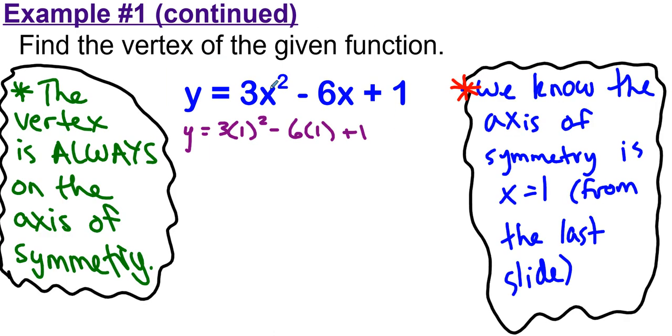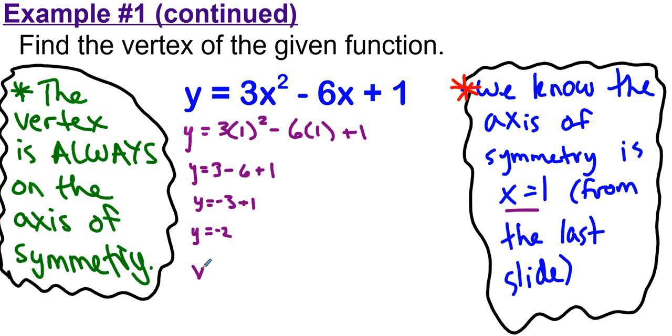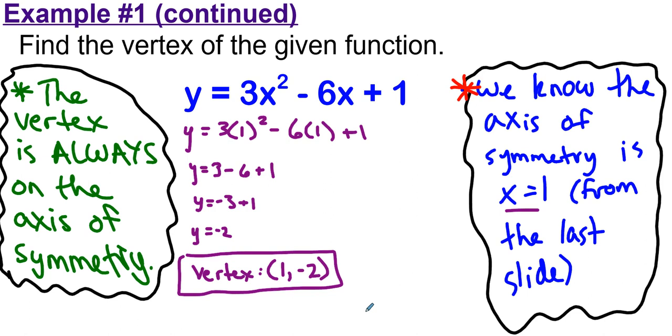So if I plug in my axis of symmetry value, which is 1, and solve for y: 3 times 1 squared is just 3. 6 times 1 is 6. 3 minus 6 is negative 3. Plus 1 is negative 2. Well, is that what I should have gotten? Yep, 1, negative 2. So the vertex is 1, negative 2. When I plug in 1 for x, I get out negative 2 for y. And there it is. There's my vertex.